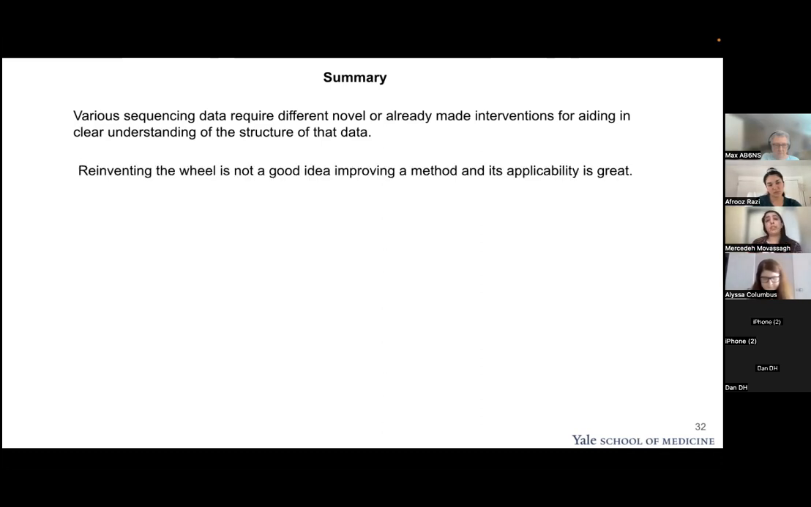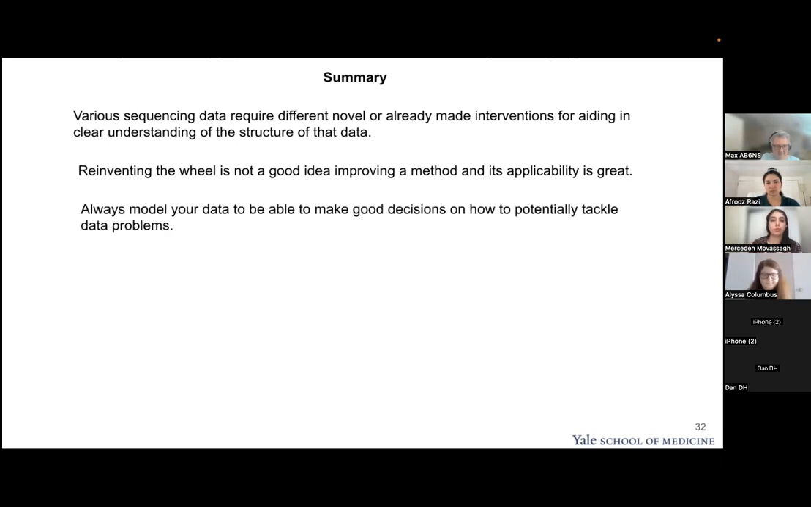And feel free to always build packages, but generally reinventing a wheel is not a good idea. But we do need more development in biological fields because there's a lot of tailored biological questions that need specific statistics. So there's a lot of room to grow. Always model your data to make good decisions about how to do analysis on your data.